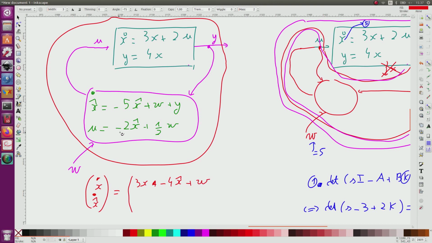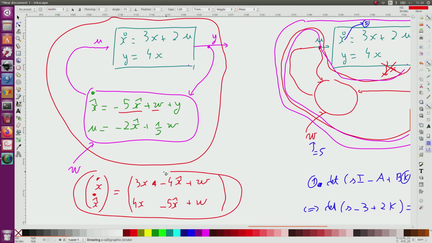And for x hat, I will have x hat dot equal minus 5 x hat due to this, plus w due to this, but y is equal to 4x. So I will have here 4x. So this is my closed loop system. This with input w and output y is equivalent. These two systems are equivalent.